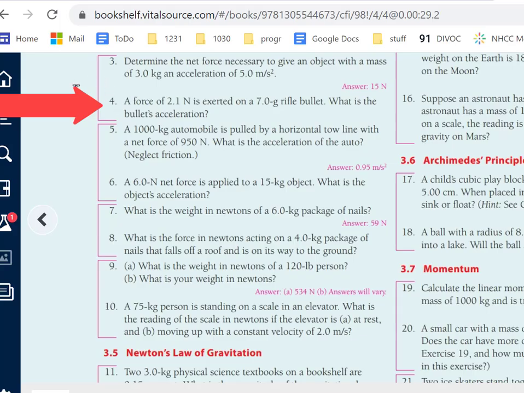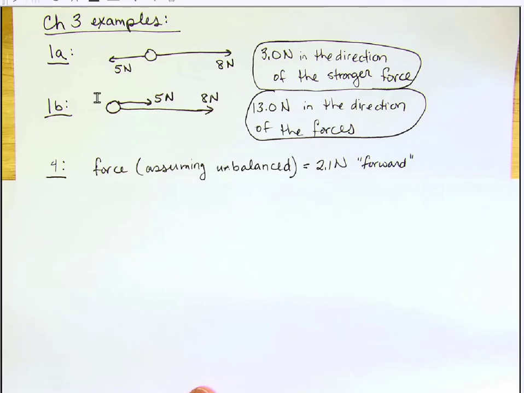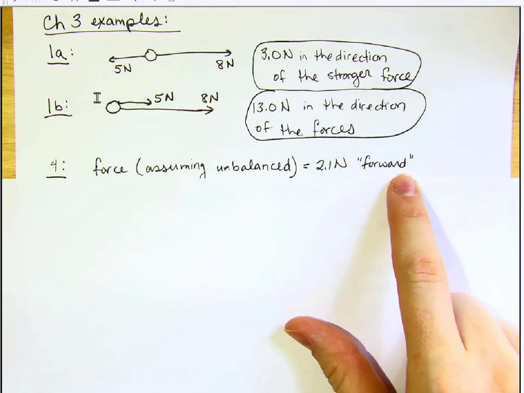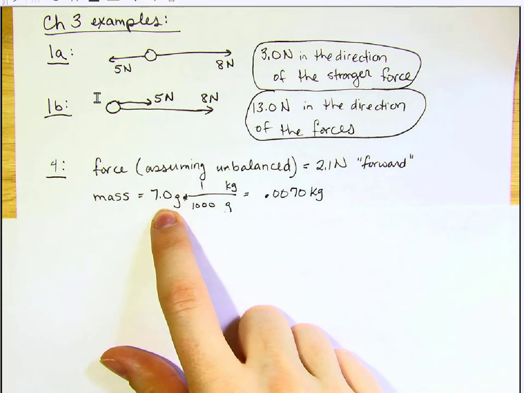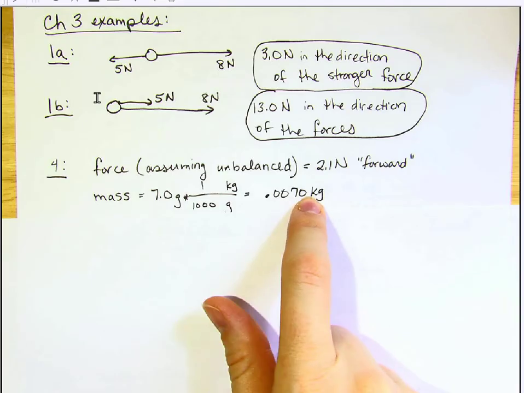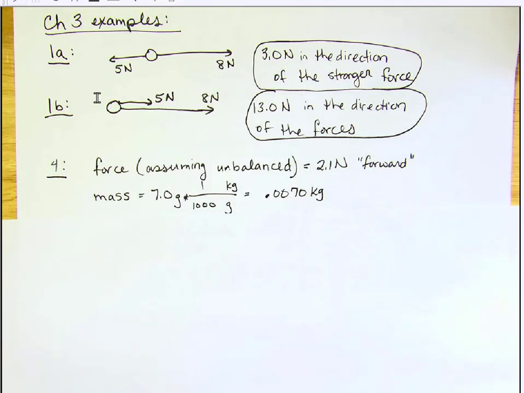Exercise 4, a force of 2.1 newtons is exerted on a 7-gram rifle bullet. What is the bullet's acceleration? So they gave me a force of 2.1 newtons, and I'll give it a direction. I'll just say forward. And I'm going to assume that that force would be the unbalanced force that can accelerate the bullet. They gave us the mass as 7 grams, but I turned it into SI, kilograms. That way when I plug it into Newton's second law, I will get my answer in SI units.